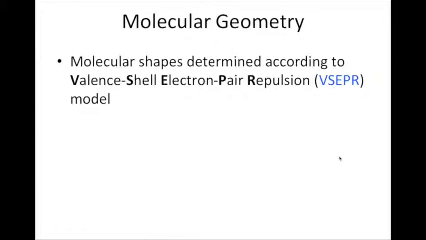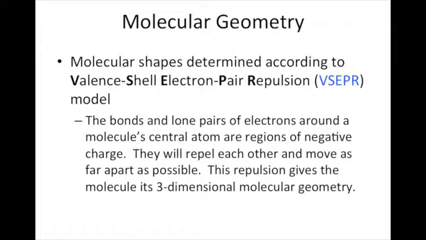When we are determining molecular shapes, we use something called the Valence-Shell Electron-Pair Repulsion model, or VSEPR model. Essentially, the VSEPR model looks at the central atom in a molecule and studies the bonds and lone pairs that are around that central atom. The bonds and lone pairs are essentially regions of negative charge because they're electrons, and since they're negative, they're going to repel each other and try to position themselves as far apart from each other as possible. It's this repulsion between the bonds that gives the molecule its three-dimensional shape.